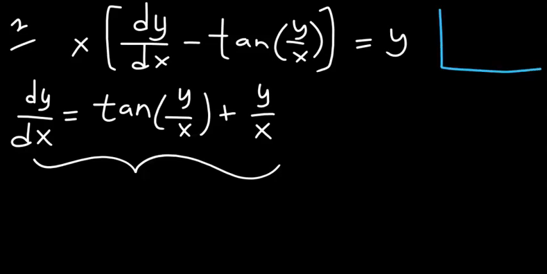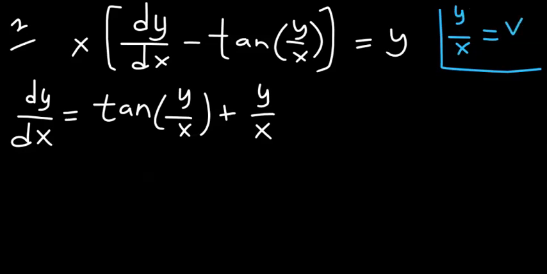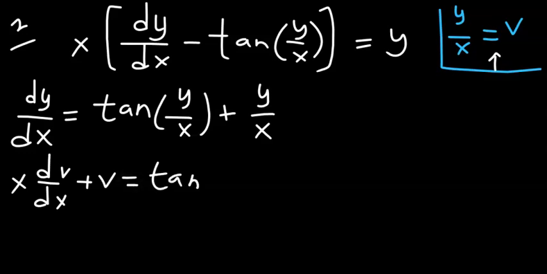Now let's use the following substitution: y over x equals v. So the left hand side will simply become x dv dx plus v, which is worked out from this transformation equation. The right hand side in terms of v is simple. It is just tangent v plus v. So this v will get cancelled.